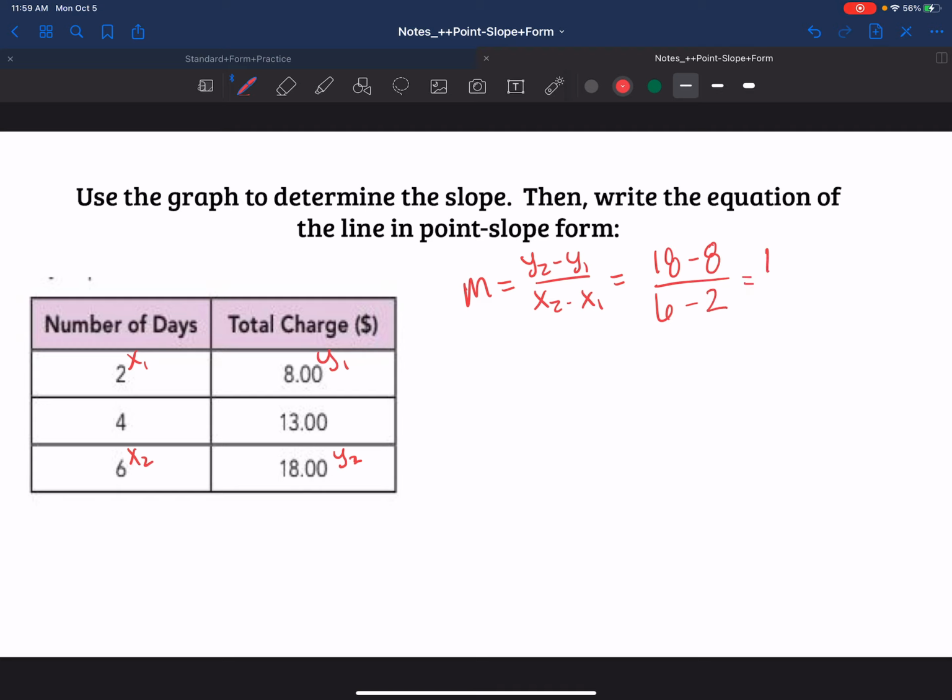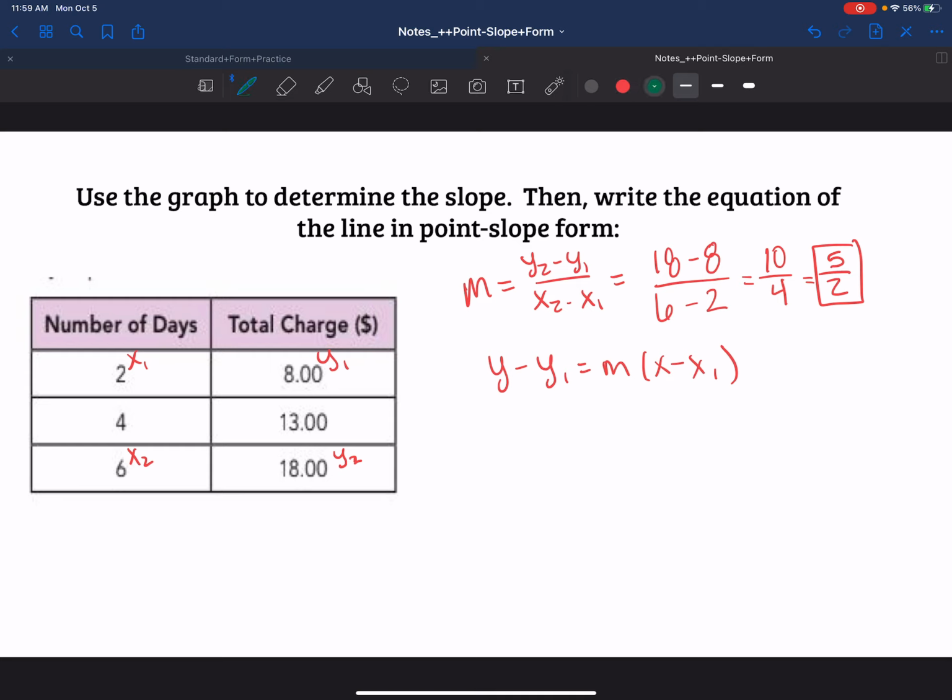18 minus 8 is 10. 6 minus 2 is 4. I can reduce that fraction a little bit. Both of those numbers are divisible by 2. So I can simplify that down to 5 over 2. That's my slope. Now I'm going to use x1, y1 again in point slope form. So point slope form for the fourth time looks like that.